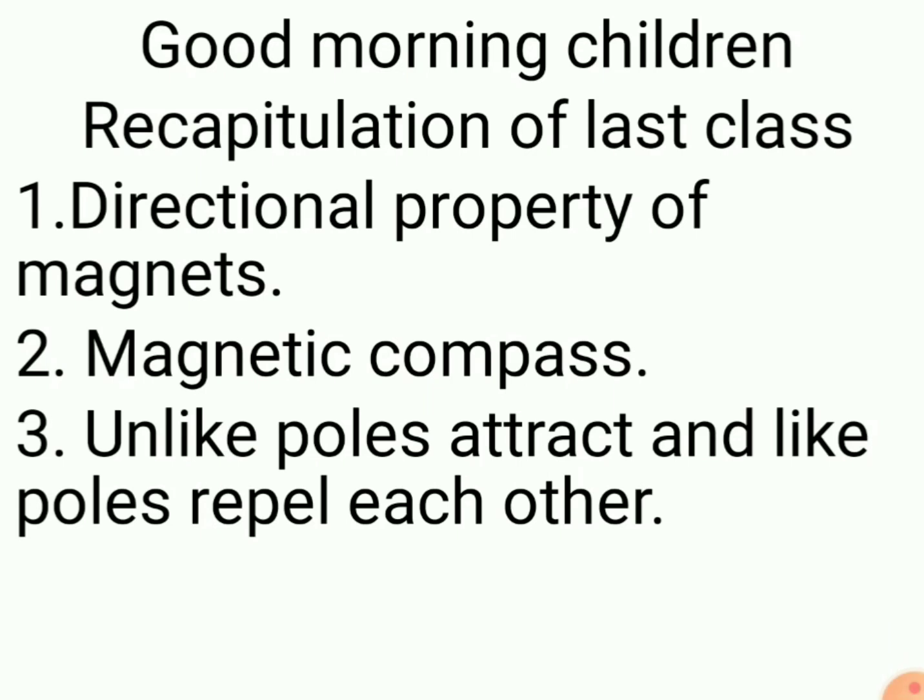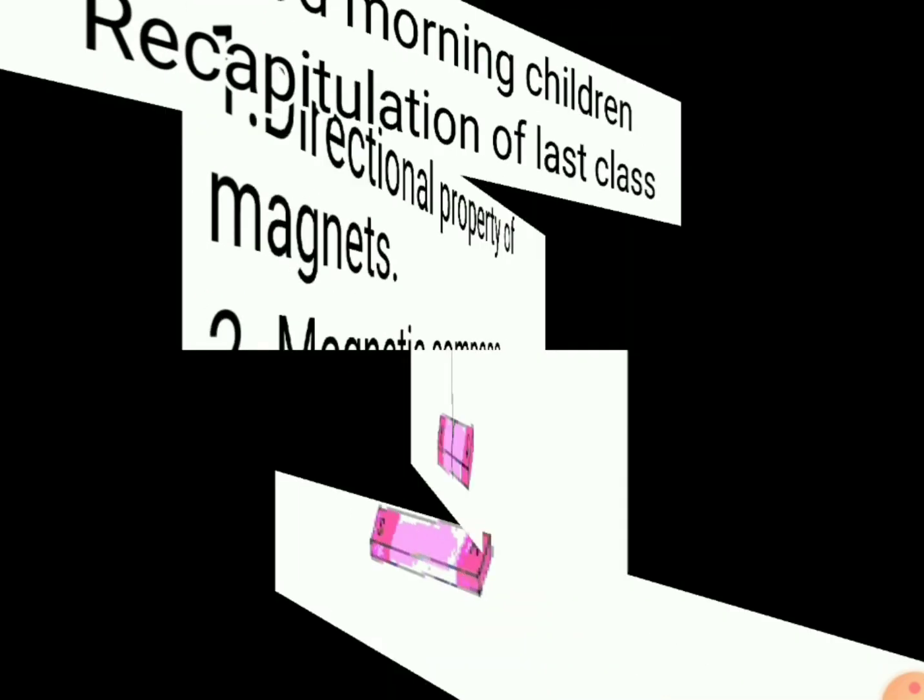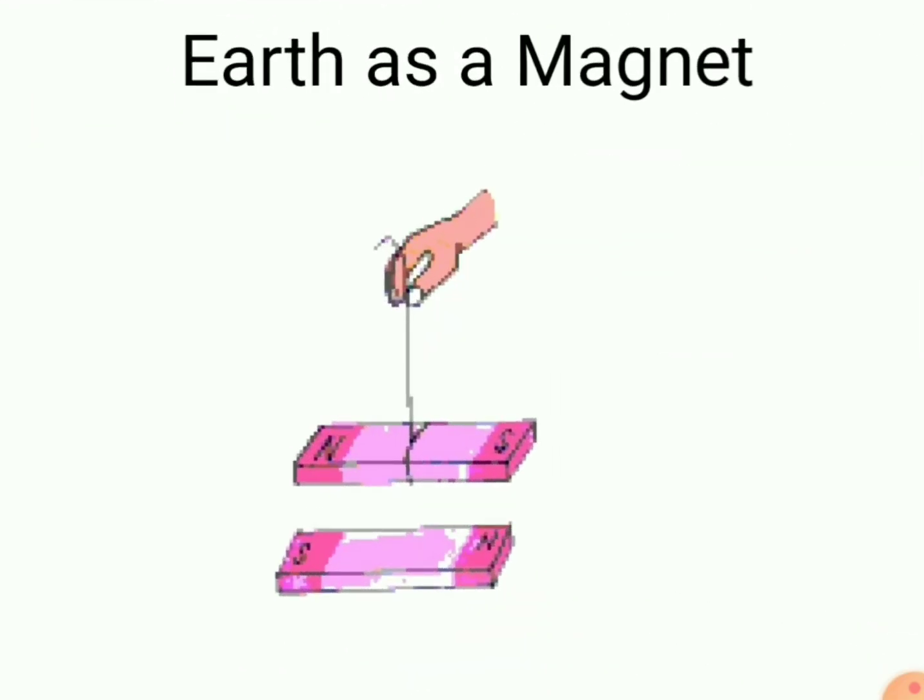Playing with magnets. Before entering into the topic, I want to recapitulate the last class. We learned about the direction property of magnets, the magnetic compass, uses of the magnetic compass, and that unlike poles attract and like poles repel each other. That means we have learned the properties of magnets. Today we will enter into a new topic, Earth as a magnet.